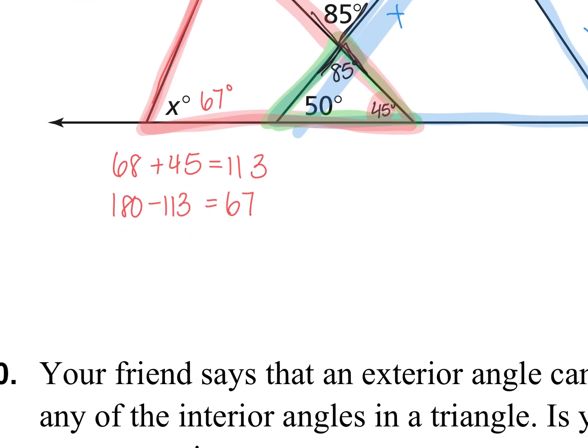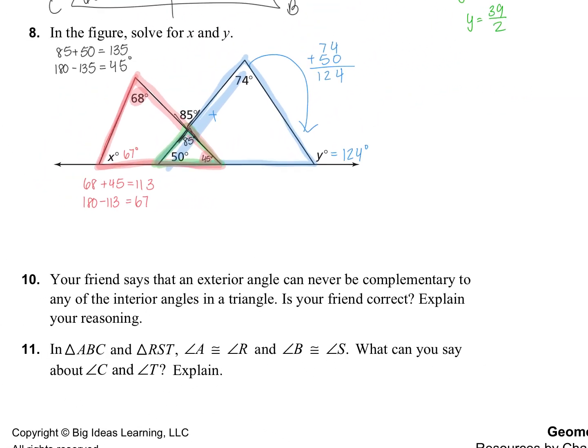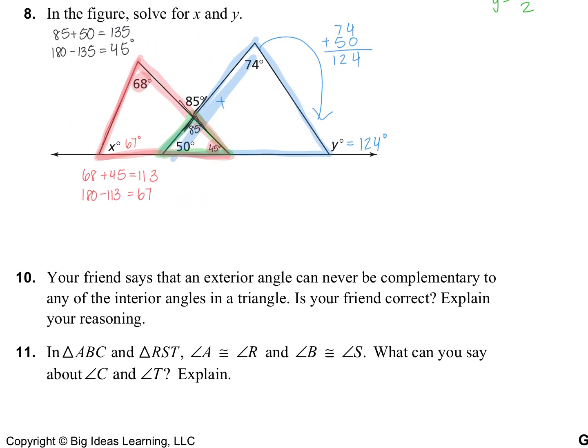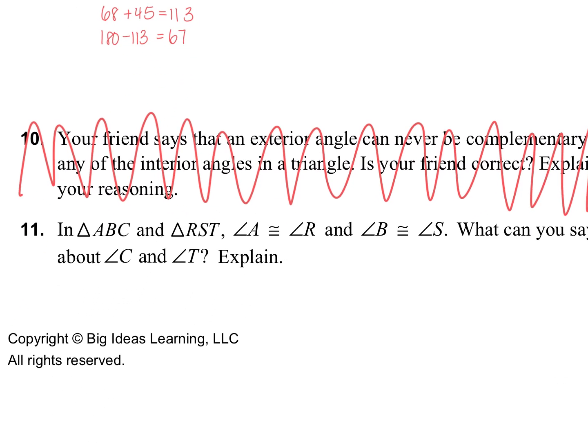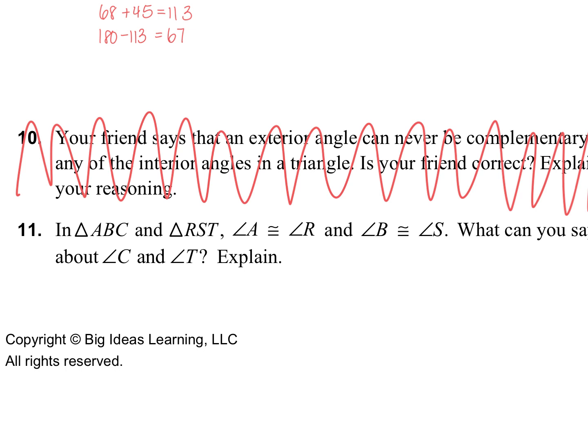All right, I did not solve these ones, so we're going to solve them together. Number 10, just cross it out. Don't worry about number 10 because you're not going to see a question like that. Looking at number 11, it says, in triangle ABC and RST, angle A is congruent to angle R and angle B is congruent to angle S. What can you say about C and T? What can we say about those two angles? Good. Angle C is congruent to angle T. Don't worry about explaining it.